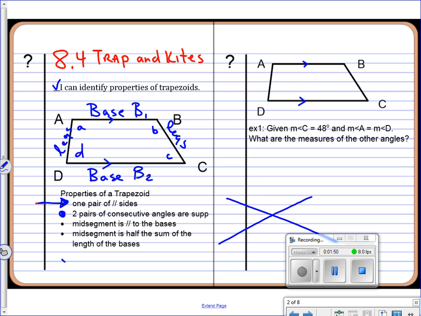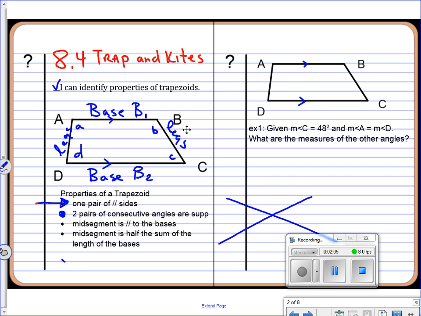It's actually, this is one pair, right? A and D. The reason is because they are the two interior angles that go along with the parallel lines. The other set are these two over here. So those two sets are supplementary.